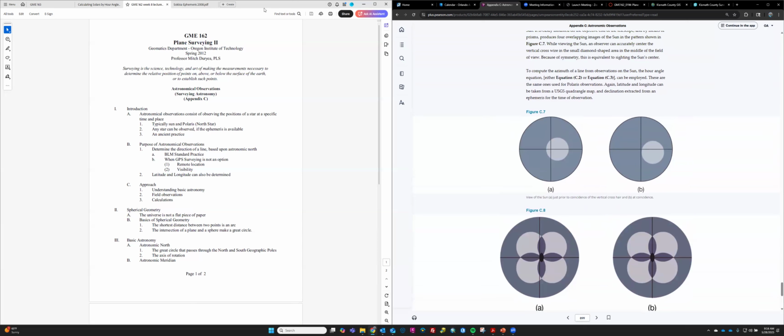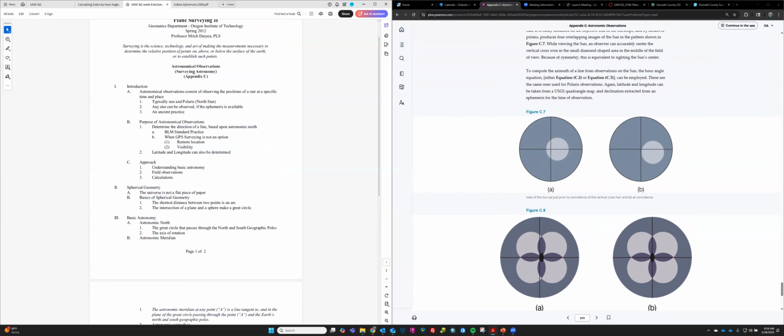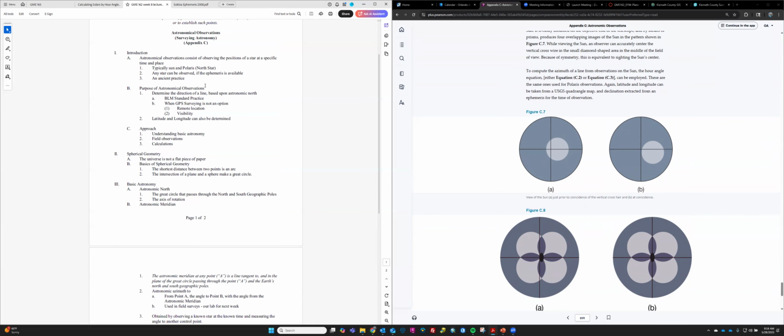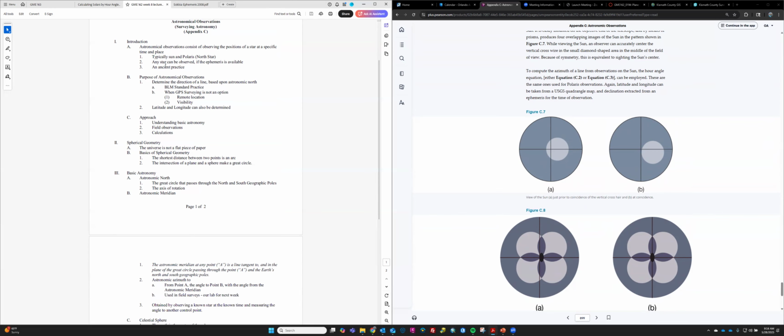So let's go on to the notes here. Again, quick notes here. Appendix of the astronomic observation. Number one, introduction. We have the astronomical observation, consisting of the positions of a star, time and place, typically the sun and Polaris, the North Star. Any star can be observed if the ephemeris is available. It's an ancient practice, so it's outdated.